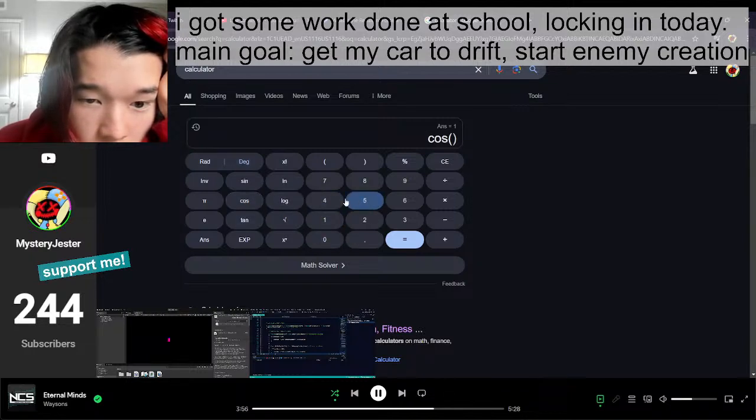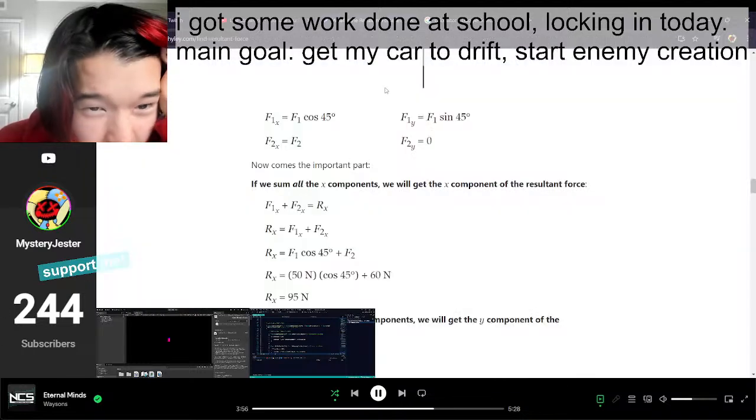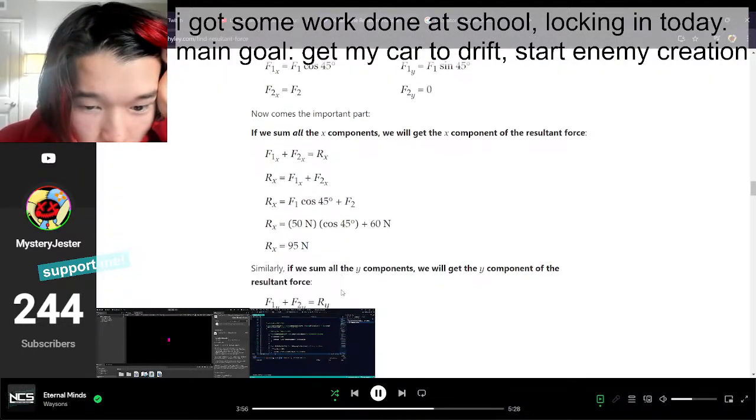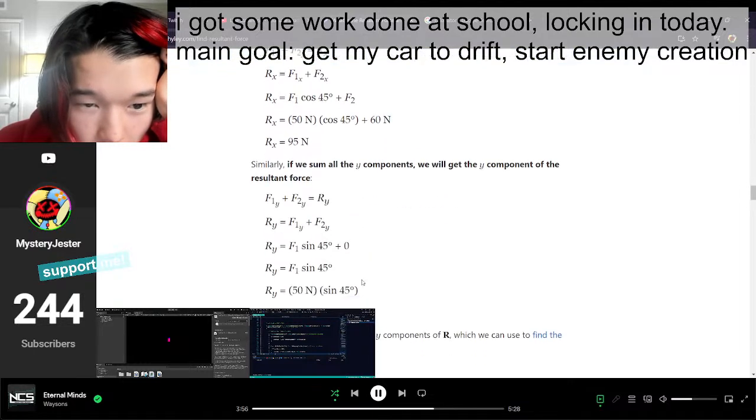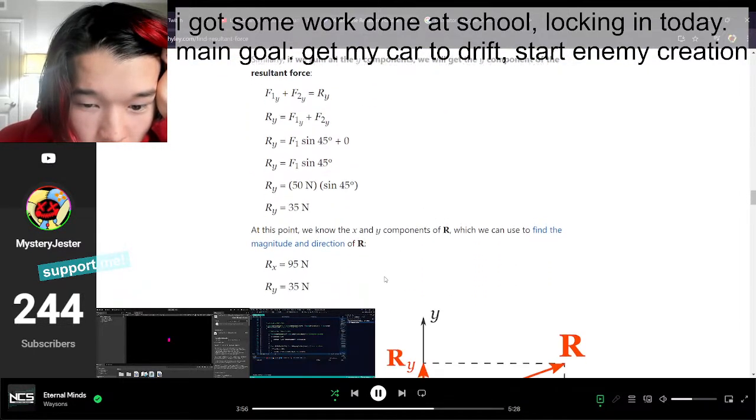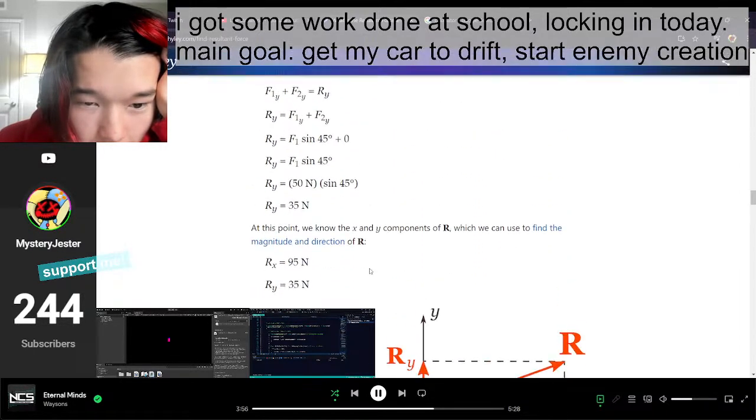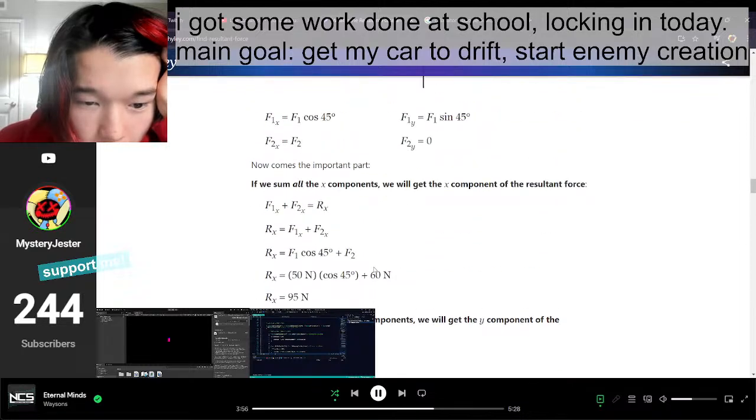So if I do cosine 45 times 50. Wait. 50 cos 45 plus 60. Roughly 90, or roughly 95. I don't know why they rounded it without saying anything. That's not very fair, buddy. Shouldn't be rounding it like that.